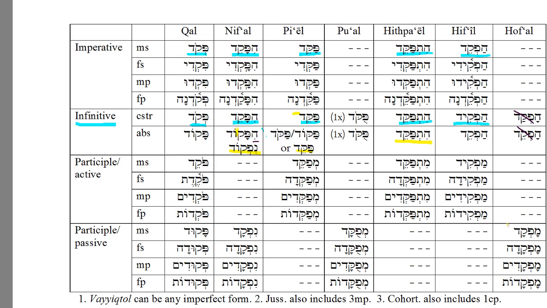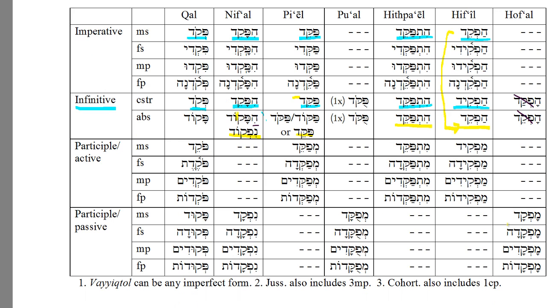And then the infinitive absolute for the hiphil: in every other stem the infinitive construct is the same as the masculine singular imperative. In this case, the infinitive absolute is the same as the masculine singular imperative. It's just one of those twists of the hiphil. So let's look at a few examples of parsing imperatives and infinitives.